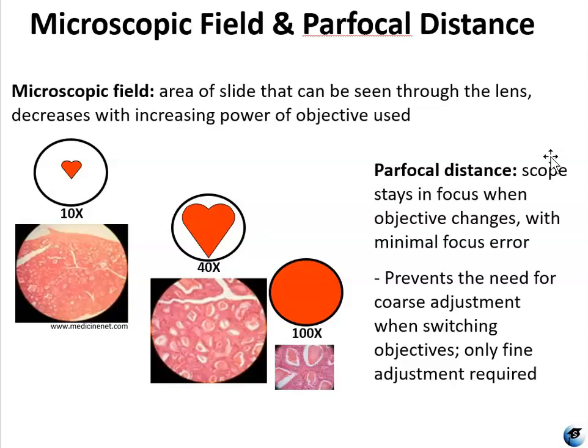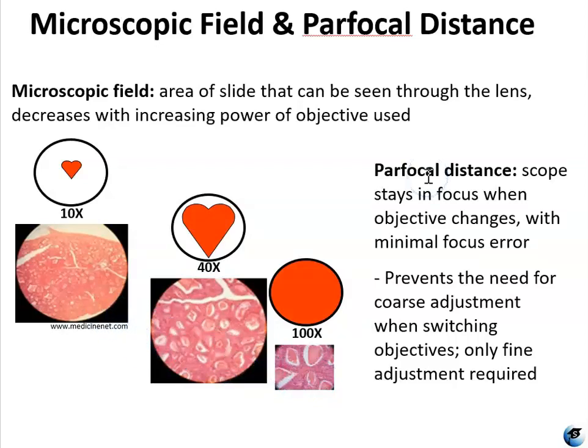The idea of microscopic field and parfocal distance is basically as you go up in magnification, your specimen that you're looking at is going to look very different. And the reason for that is not only because it's getting bigger, but because you're looking at a much smaller portion of the specimen. So your microscopic field, when you're on 10x, you can see a much larger part of your specimen. But then when you go up to 40x, you're zoomed way in and you can see a much smaller part of your specimen. When you're on 100x, it's even way smaller than that, okay? So these are all the same specimen, just at different magnifications.